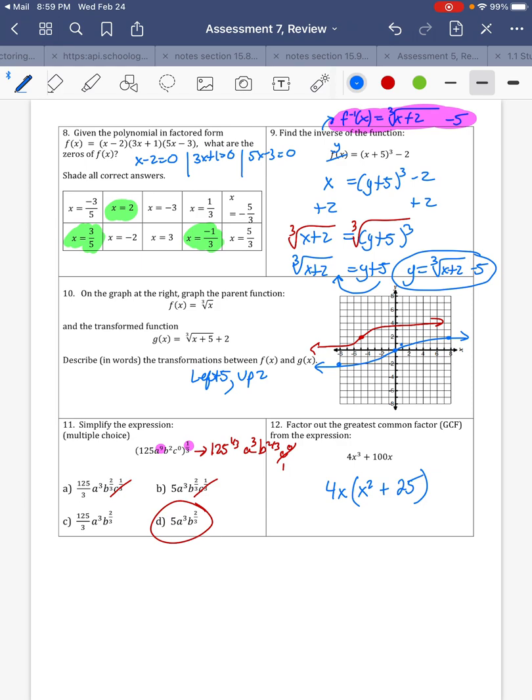And we can't factor anything else. X squared plus 25 is not factorable. If it was x squared minus 25, we could, but we're done. And also the problem said to just factor out the GCF.